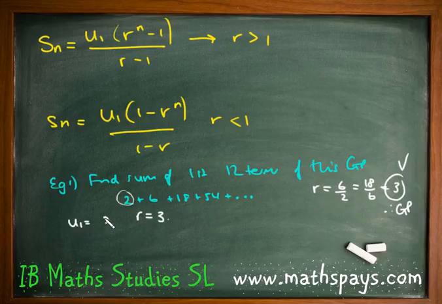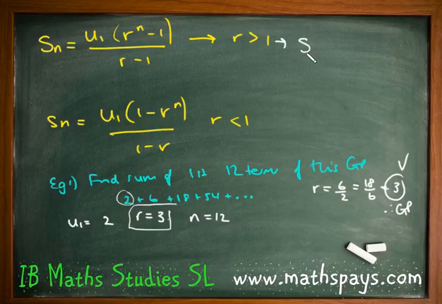That's our first term. We've got the common ratio now, and we need to know what our n is. In this case, it's 12. Once we've got that, it's pretty much just plug and play. Noticing here that our ratio is greater than 1, so I'm going to choose this formula up here. Alright, so I'm going to do it up the top here.